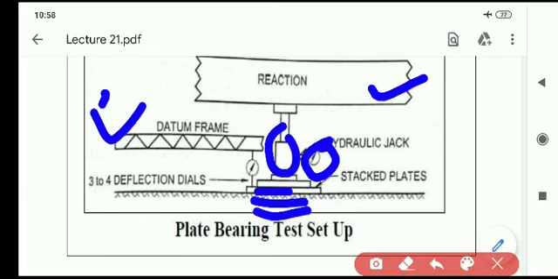So this is the process we carry out in this experiment: the load is applied and the deflection is measured. With the help of this, a pressure versus settlement graph is plotted, and after that we calculate the modulus of subgrade reaction. This concept is very easy.